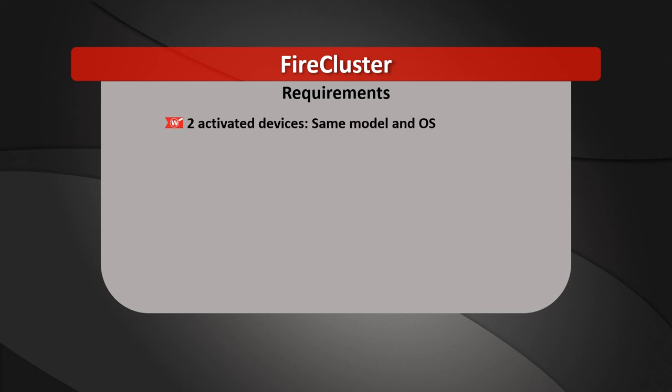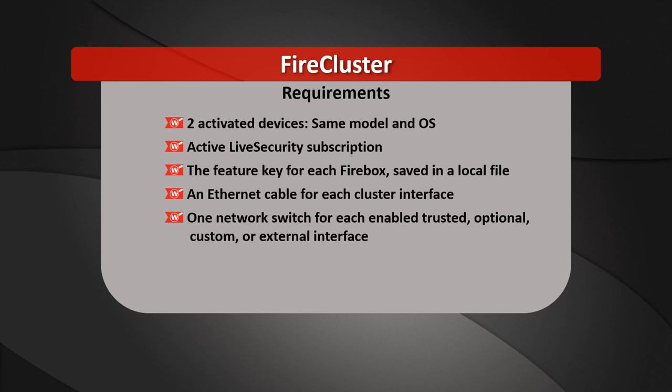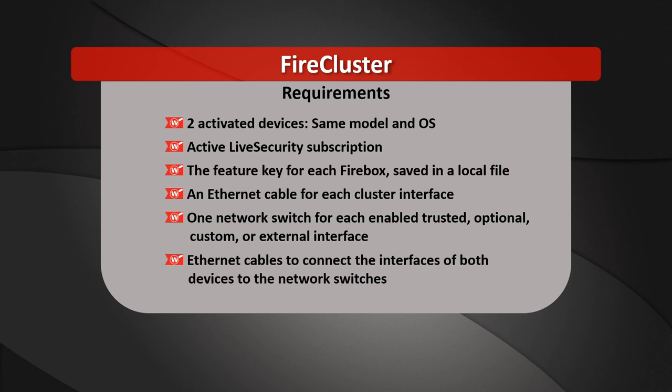When creating a cluster with two devices, it is imperative that they are of the identical model and are running the same version of the FireWare OS. I want to point out that each device in a FireCluster must have an active live security subscription. Have the feature key for each Firebox saved in a local file. You will need an Ethernet cable for each cluster interface. One network switch for each enabled trusted, optional, custom, or external interface. Ethernet cables to connect the interfaces of both devices to the network switches.